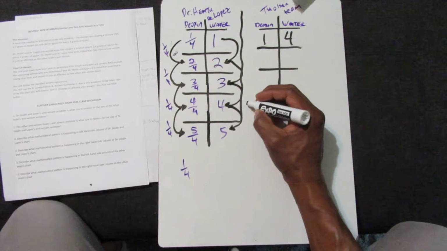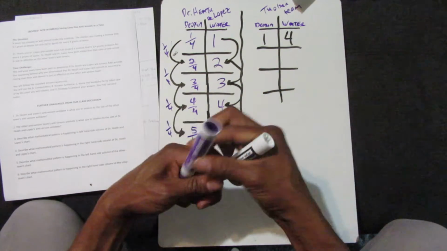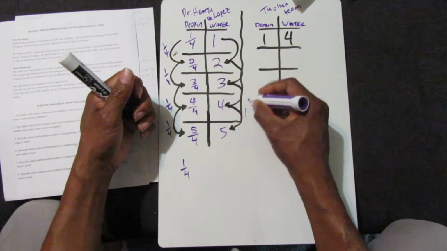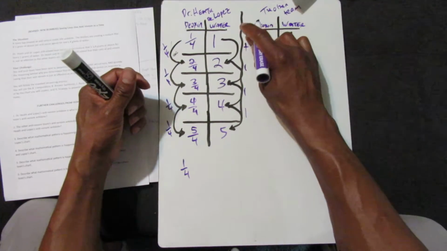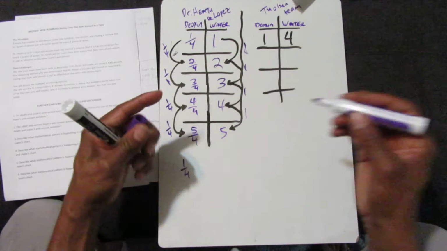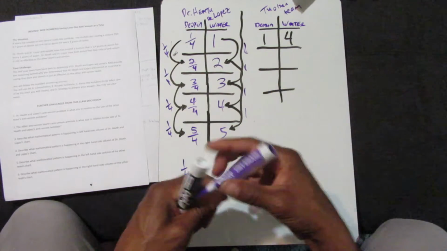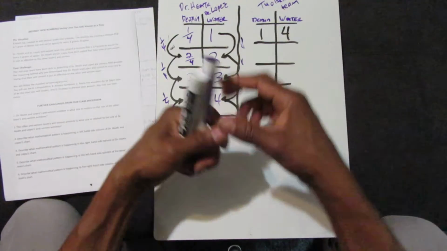And so you can see increasing by 1. So 1, 1, 1, 1. Oops, I put a plus sign. So 1 there. Okay, so we have that. Let's take a look at the other team.